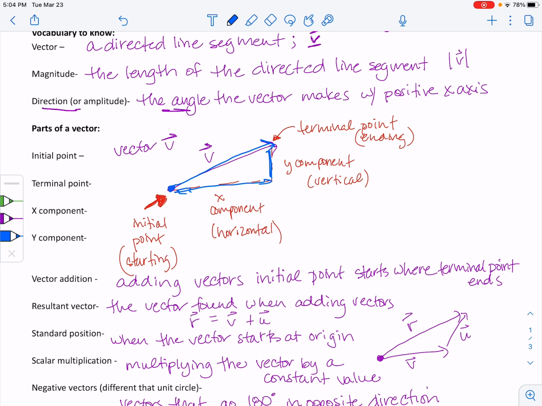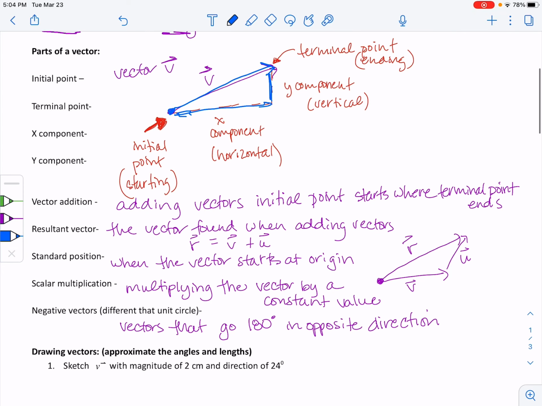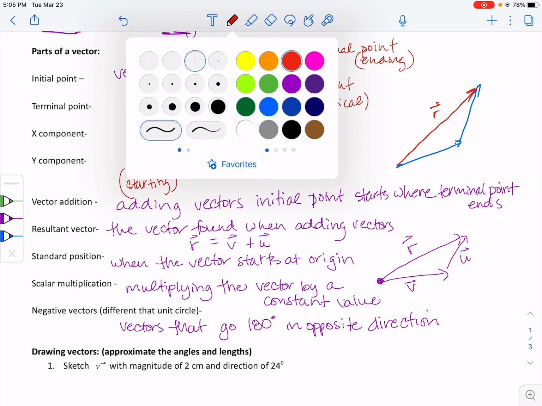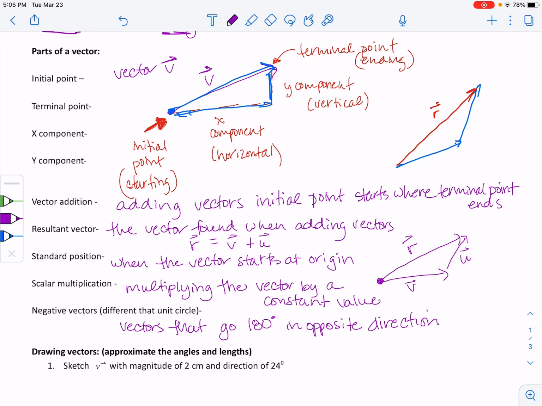When you add vectors together, the initial point of the second one starts at the terminal point of the first one. So if here's my first vector, here's my second one. So initial, terminal, and then this is the resultant. So that's how you add vectors together. That's the picture right here. So the resultant is what happens when you add the vectors together.